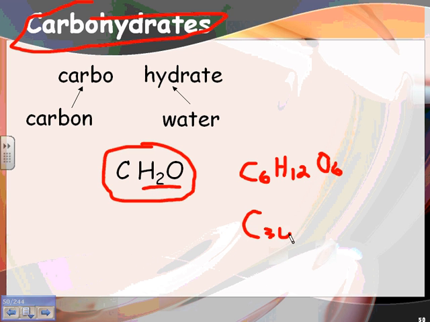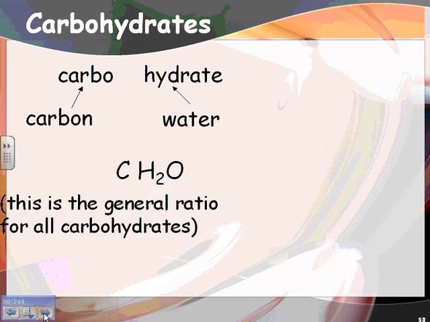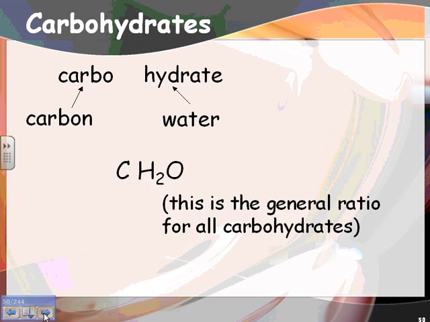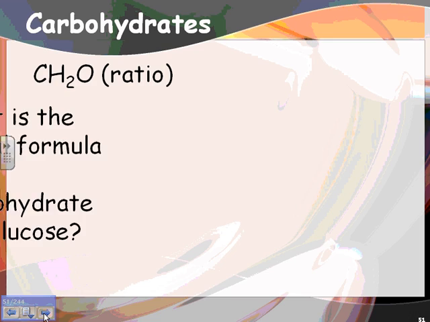If you have a molecule that is C300, H, let's say 580, O 293, well, those ratios are roughly 1 to 2 to 1. And so that again would be a carbohydrate. So this is the general ratio for all carbohydrates.